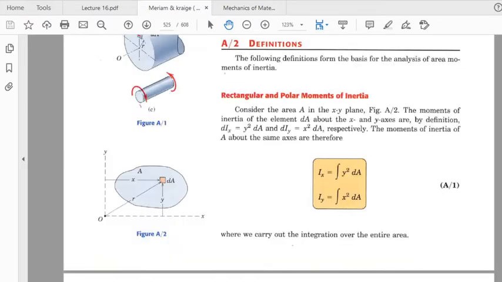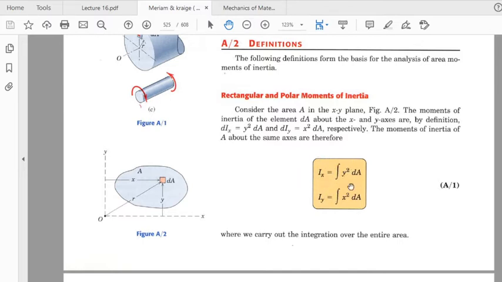So the second moment of area about the x-axis is y square dA, and about the y-axis it is x square dA. The first moment of area is integral x dA, which gives us, when divided by the total area, the x coordinate of the centroid, and integral y dA divided by the total area gives us the y coordinate of the centroid. So that was the first moment of area. Centroid is the first moment of area, in which we have the first power of x and y in the integrals, and in second moment of area we have the second power of x and y.